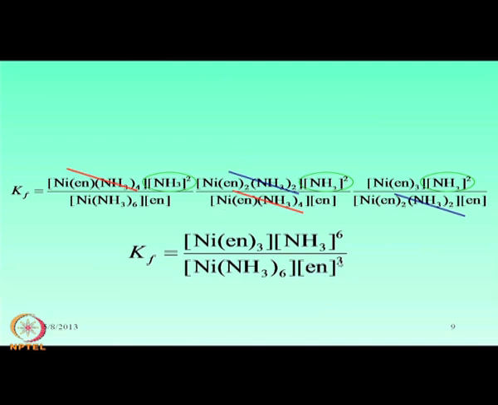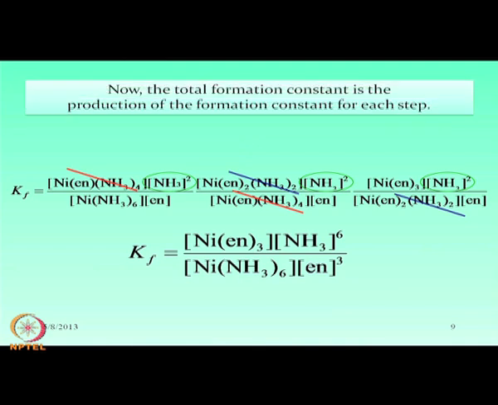So, we get basically the Kf value, the overall formation constant, the cumulative constant for the formation of the tris ethylene diamine nickel 2+, which will therefore be the Ni(en)3 concentration, then NH3 power 6, and the Ni(NH3)6 concentration and en concentration powered by 3. So, we can find out the K for the single step reaction where the tris ethylene diamine nickel complex is forming from the hexaamine nickel 2+ species.